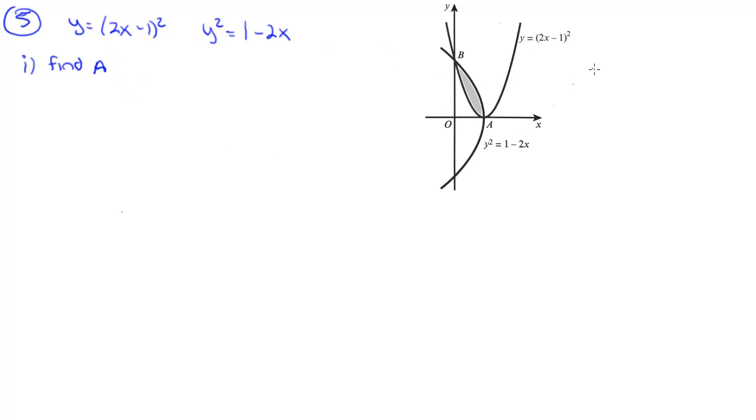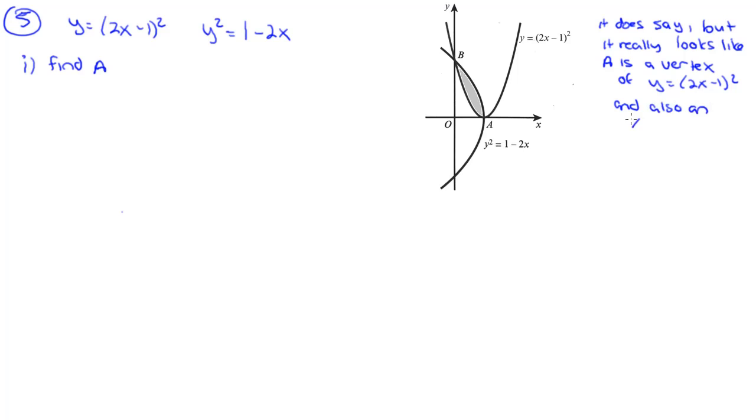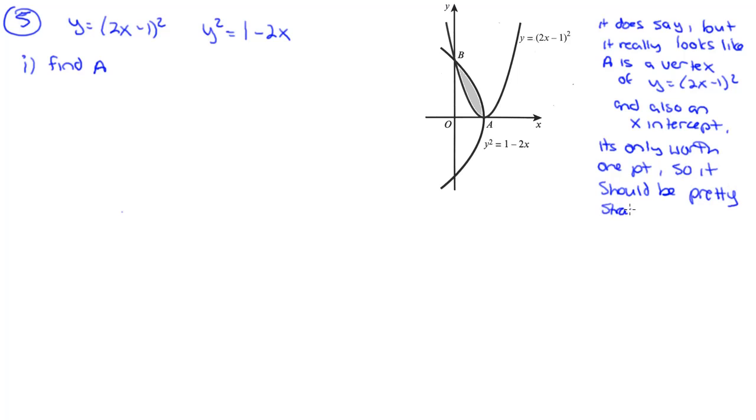Okay, so here in this problem we've got basically two curves, and the first part they want us to find point A. It doesn't say, but it sure looks like it's a vertex for both of these, and it also looks like it's an x-intercept. It's only worth 1 point, so it should be pretty easy to do, so we're going to try to make this as straightforward as possible.